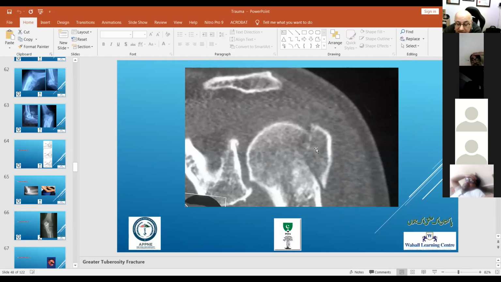But this screw is not going to hold it because this is an osteopenic bone. It will fracture. The problem is that the supraspinatus is tensioning. So you need to put the supraspinatus back on. So you put a suture through the supraspinatus and bring it down and attach it. The tuberosity will come with it.